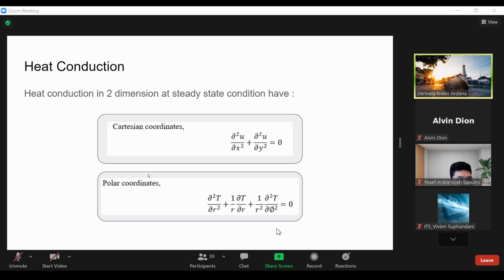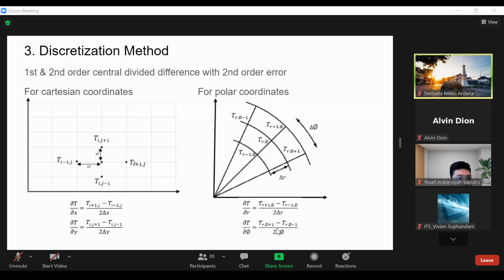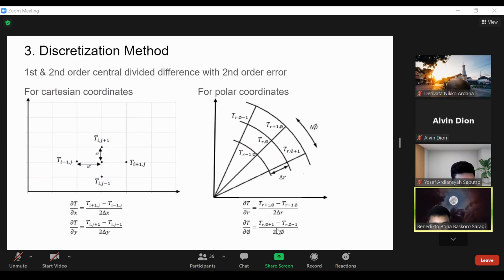For heat conduction in two dimensions at steady state condition, we have the first in Cartesian coordinates and the second in polar coordinates. Okay, the next is the discretization method. Here we use first and second order central divided difference with second order error, with two types of coordinates: first Cartesian coordinates and polar coordinates.